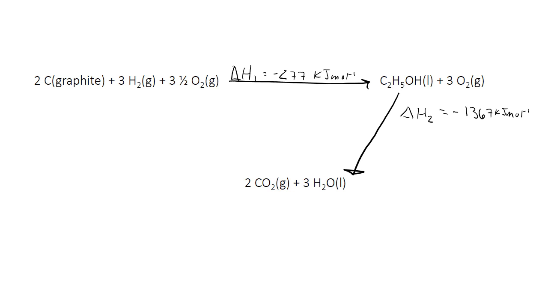Now, we could take those separate elements and directly burn them separately and make CO2 and H2O, but that's really hard, and we actually can't do it, hence the other route. That we're going to say is delta H3, and that is going to be negative 1,644 kilojoules.